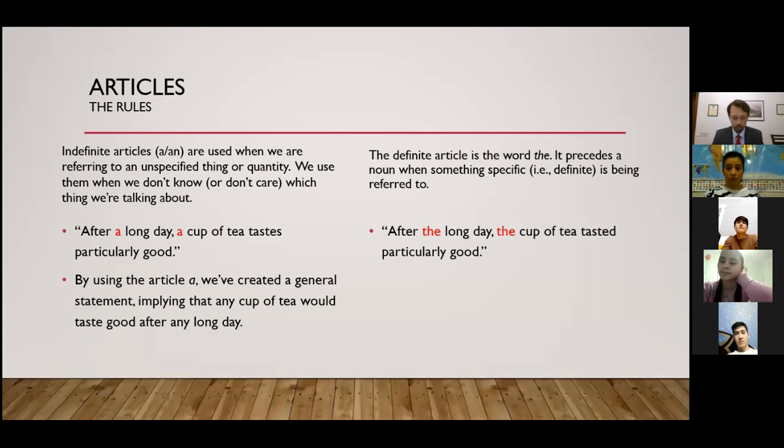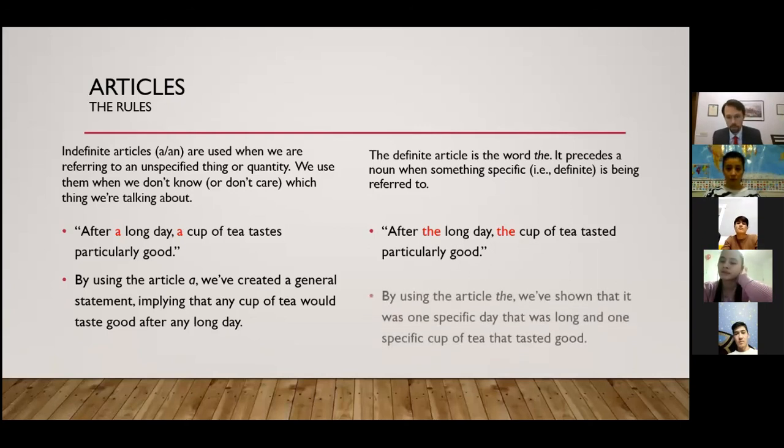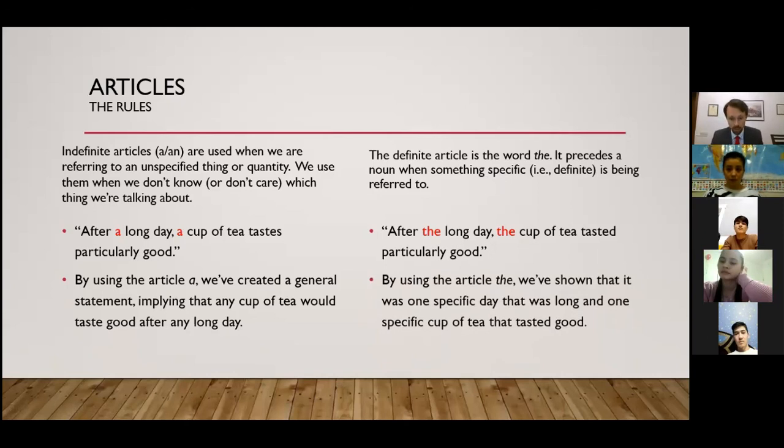just so good. Particularly it tasted good. So we've shown that that was a specific day and it was a long one, and that specific cup of tea tasted good. This is not a generic statement. It's about a specific time and thing.